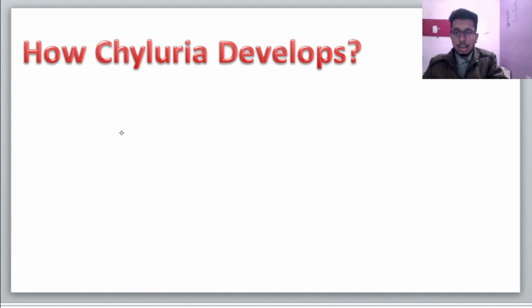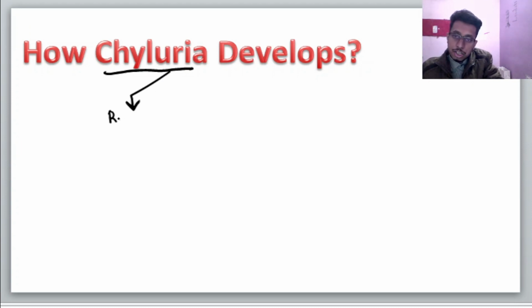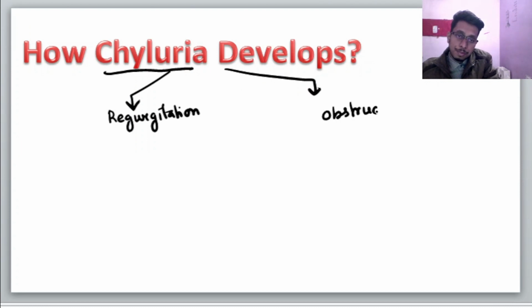Now, how does Chyluria develop? That is, what is the pathogenesis of this Chyluria? As I already said, chyle is composed of albumin and fat, and the mechanism of formation of Chyluria may be broadly classified into two groups: due to regurgitation of chyle into urine, or due to obstructive pathology. So, chyle can go into urine broadly due to two reasons, regurgitation or obstruction.